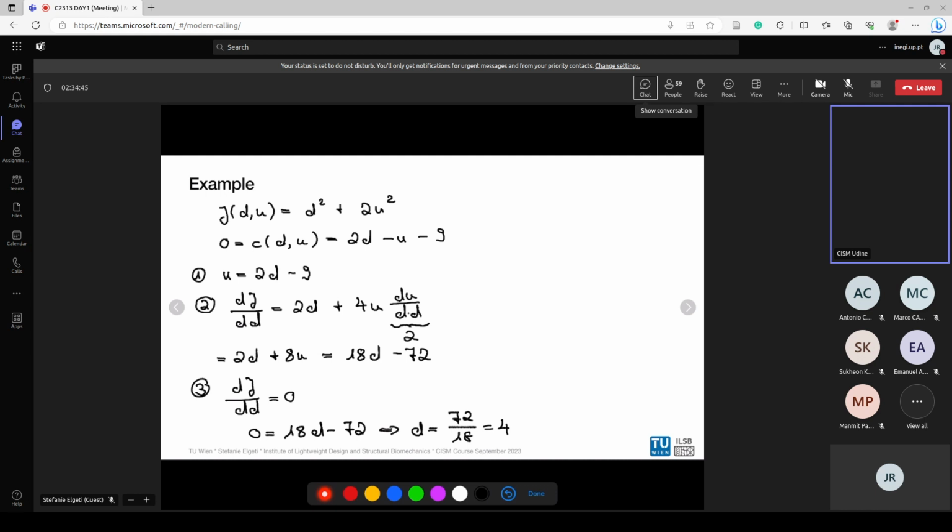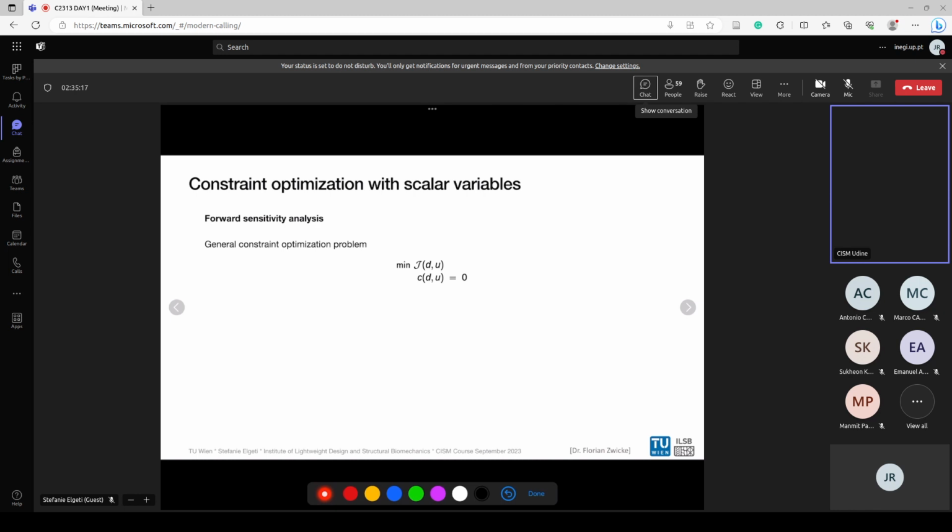So why did we do that? Mainly to see that here, through the constraint, we get a relation between d and u. We need the gradient of the objective function with respect to the decision variable, and this expression also contains du dd, which we can obtain from here. So this is what will help us to solve this, and this is also later what will help us to solve it in a PDE scenario. But for now we stay with the scalar variables.